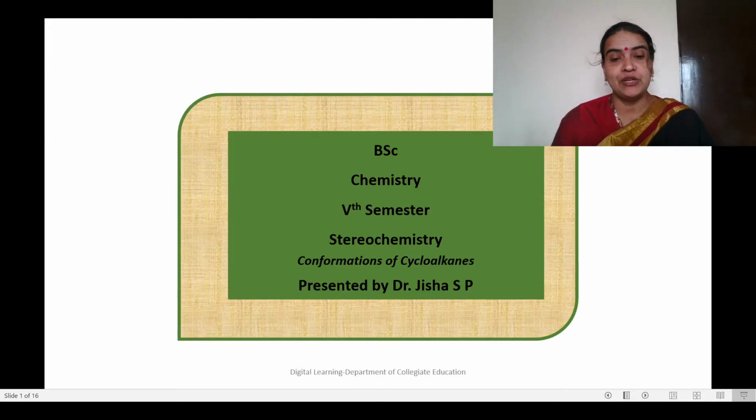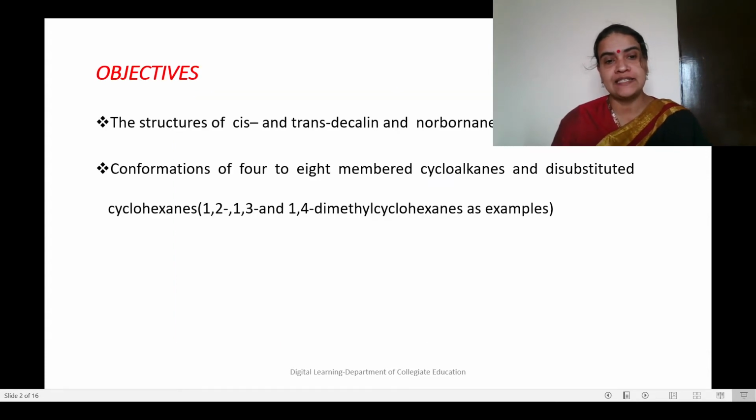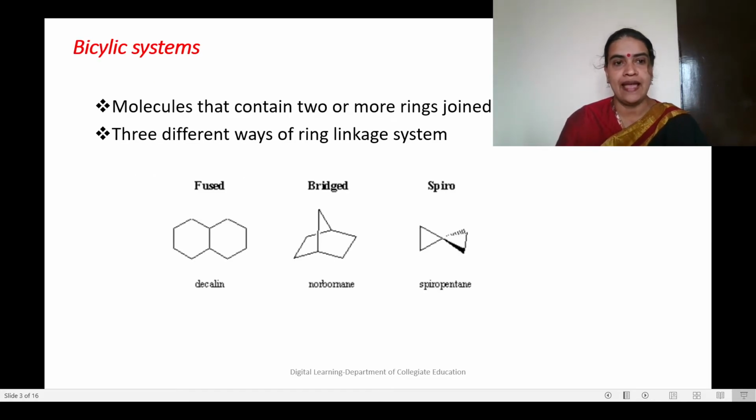Hello students, coming to the last session of the chapter stereochemistry, I'll explain about the structures of cis and trans decalene and norborane. Then conformations of 4 to 8 membered cycloalkanes and di-substituted cyclohexanes with example 1,2, 1,3 and 1,4 dimethyl cyclohexanes. So this session deals about the structures of cis and trans decalene and norborane, then conformations of 4 to 8 membered cycloalkanes and di-substituted cycloalkanes.